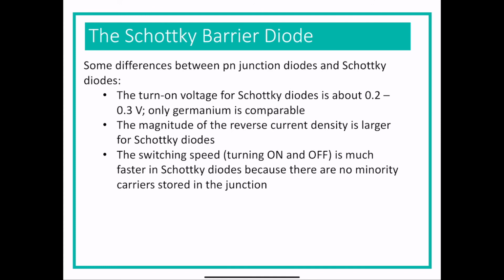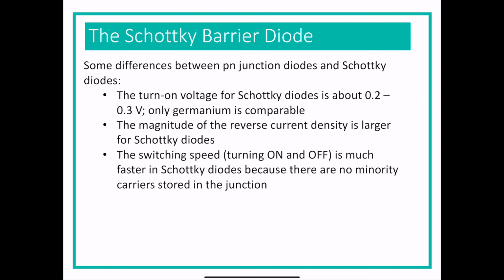In a PN junction, there are minority carriers stored in the junction. So even if you turn it off, there are still minority carriers that go through. And so it takes a little longer to clear the minority carriers out of the junction and actually turn the diode off if it's a PN junction diode. So turning on and off is faster in a Schottky diode.